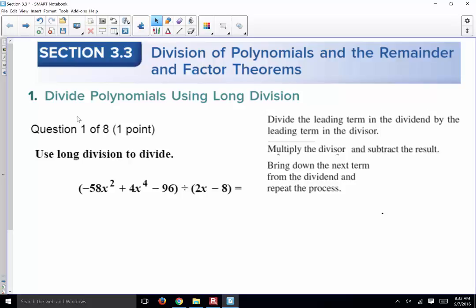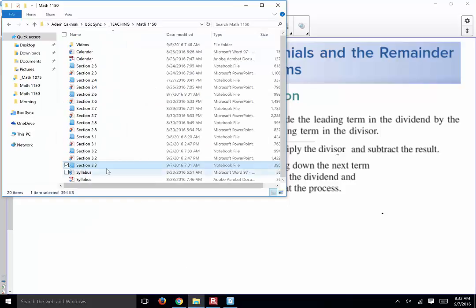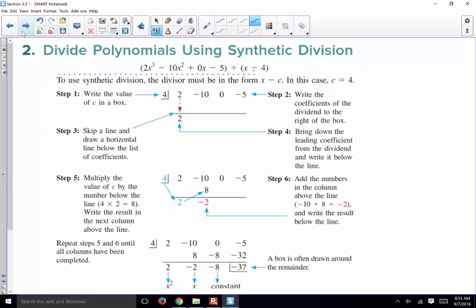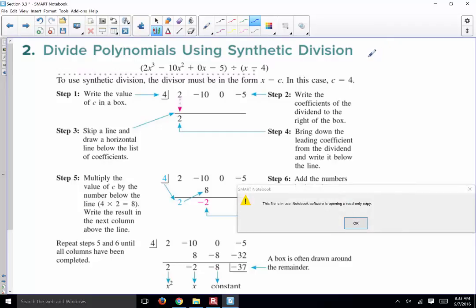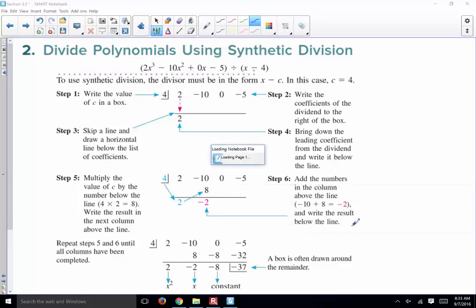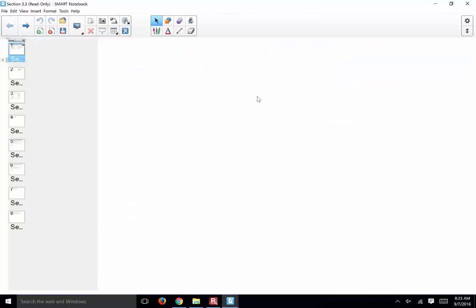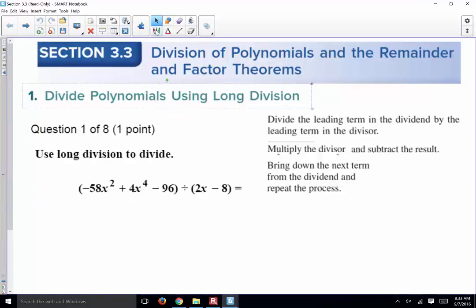Alright, now our first method of dividing two polynomials is called long division. The other one is called synthetic division. But which one would you prefer? I want you to definitely know long division. Long division is required. Synthetic division is optional.